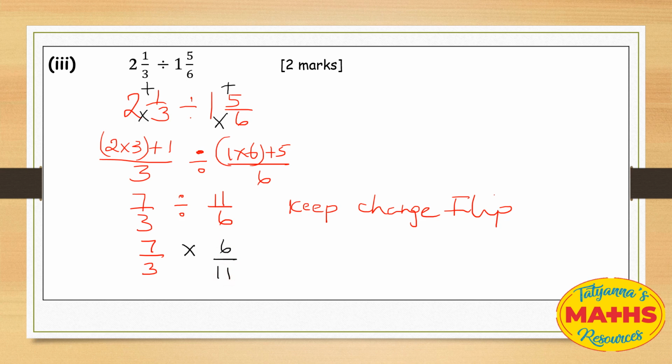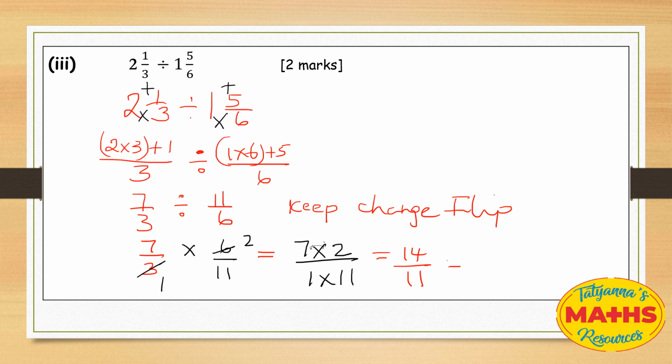Okay, and we check. Can we cancel anything? No. Yes, actually, 3 and 6. So 3 into 3 is 1, 3 into 6 is 2. Anything else can cancel? 7 and 11? No. Okay, and then we just multiply across. 7 times 2 over 1 times 11, and that is going to give us 14 over 11.